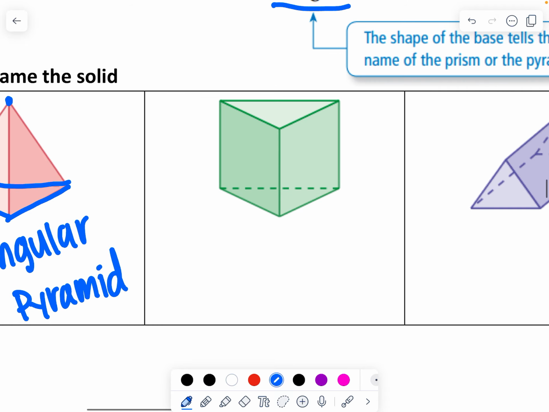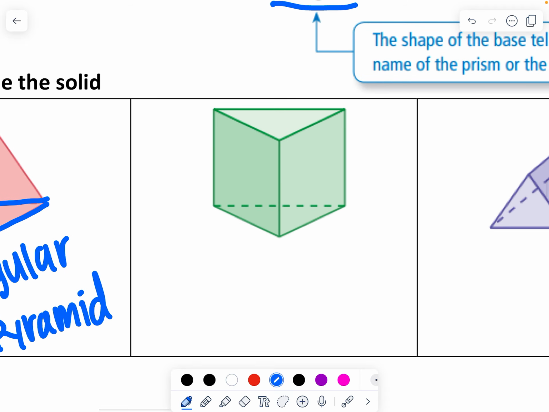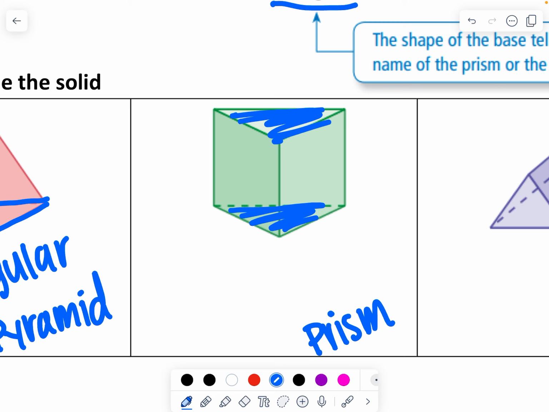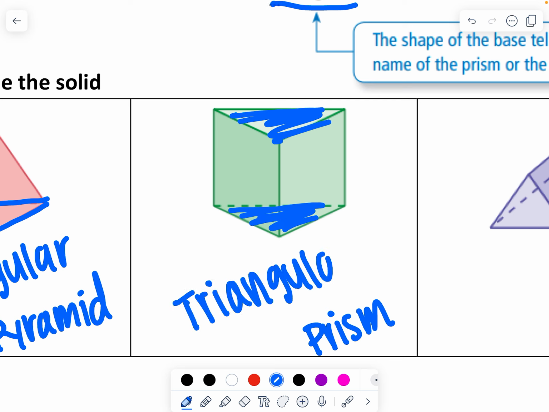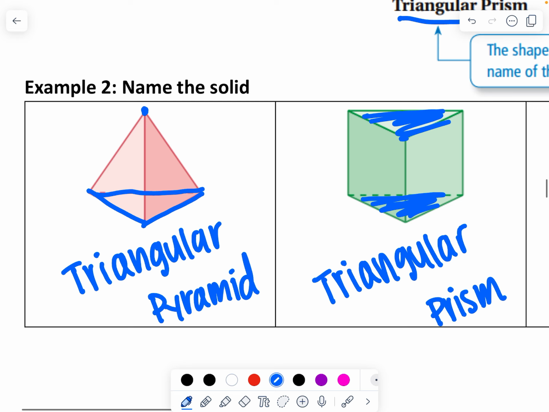On this next one, it does not come to a point. So that means it has to be a prism, and I have to find the identical bases that are opposite of each other. So that would be this one and this one. That's what makes it a prism, because it has 2 bases. And then I have to say, okay, what shape is the base? And I can see that it's a triangle, so this would also be a triangular, but this one is a prism instead of a pyramid. So I want you to take a look at those. Okay, so we have a triangular pyramid on the left, a triangular prism on the right, and notice some of the differences about the two.